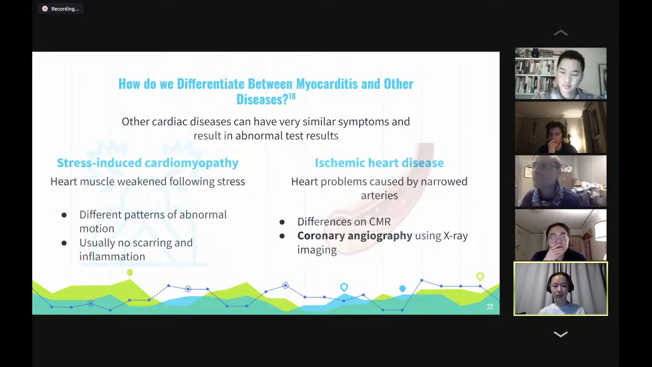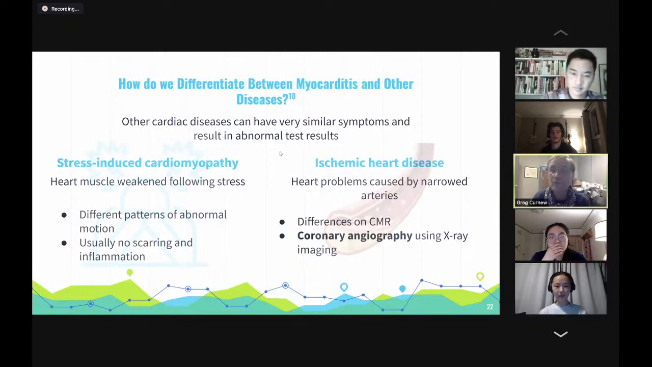In ischemic heart disease, there are also differences in terms of the CMR pattern, and also using a coronary angiography, which is a tool using X-ray to visualize the arteries of the heart. Your physician's able to see whether or not there's clotting in the arteries of the heart, and that would inform them if there's ischemic heart disease. So this isn't a tool to diagnose myocarditis, but it will help differentiate if somebody has ischemic heart disease versus myocarditis. So ischemic heart disease is blocked arteries.